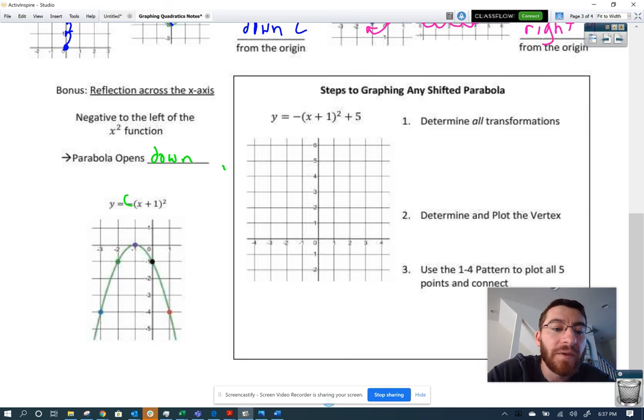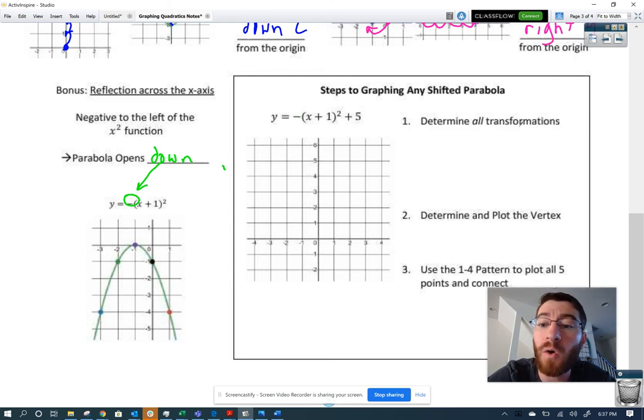Okay, so when we have this little negative, that's how we know our parabola is going to open down. And it has to be a negative on the left of your x, or on the left of your parentheses. So that's pretty much all the transformations. Let's just do one big example that we are graphing any shifted parabola, including an opens down example.